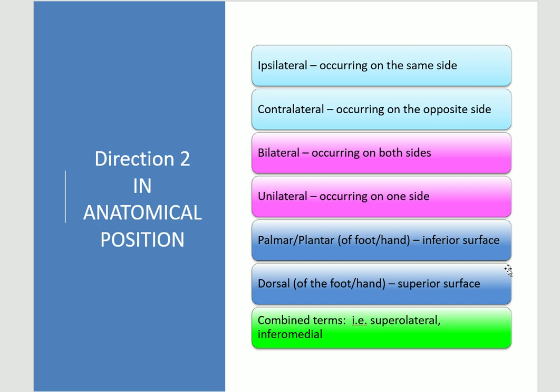So just remember palmar, plantar, foot, hand, and then dorsal is talking about the foot or the hand. Palmar is the palm side, dorsal is the back of that. Plantar, think plantar wart, it's on the bottom of the foot. Dorsal is going to be opposite of that, so top of the foot.